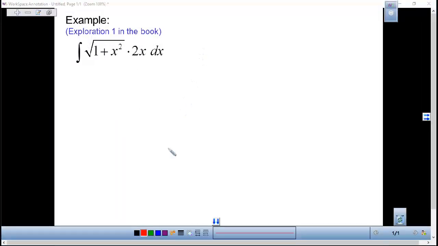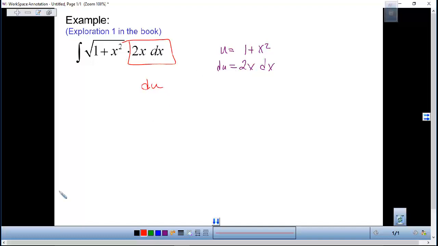All right, so here's another one that we're going to look at, and let's work this one out. Let's go ahead and say we're going to let u equal 1 plus x squared. That means that du, if I take the derivative of this, I'm going to end up with 2x dx. All right, so now right here I've got 2x dx. So if 2x dx equals du, that's going to become my du.